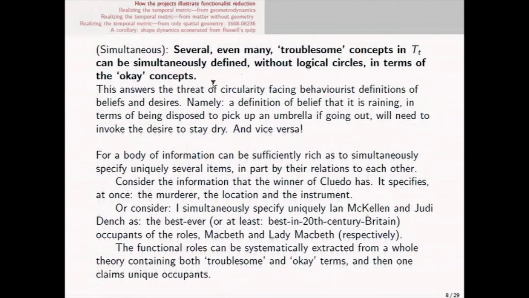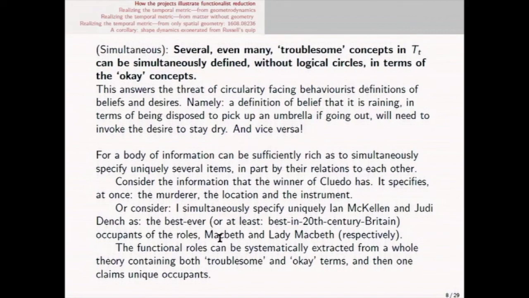And the third concept is that several or even many troublesome concepts in the top theory can be simultaneously defined without logical circles in terms of the okay concepts. And this was a major worry in the beginning of this doctrine, because there's clearly a threat of circularity if you try to be explicitly behaviorist about beliefs and desires. So the standard example is a belief that it is raining, in terms of being disposed to pick up an umbrella if going out, but then that needs to invoke another inner state, a desire to stay dry, and so on. And so it seems that you wouldn't be able to do everything you want to do just with the behavioral terms.